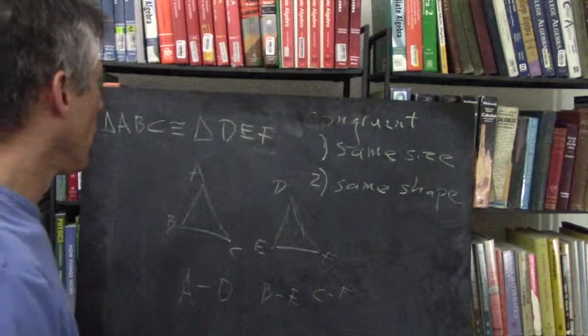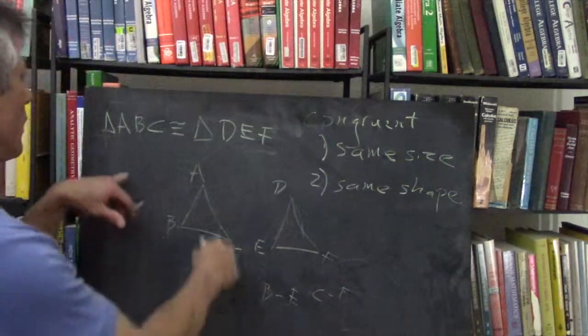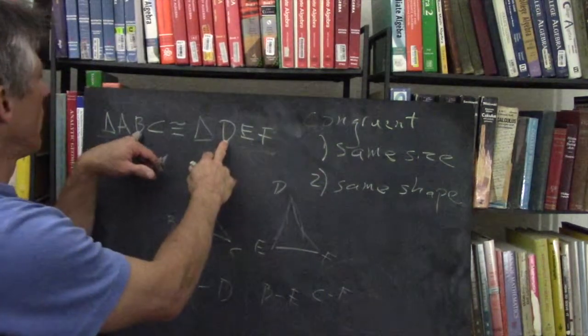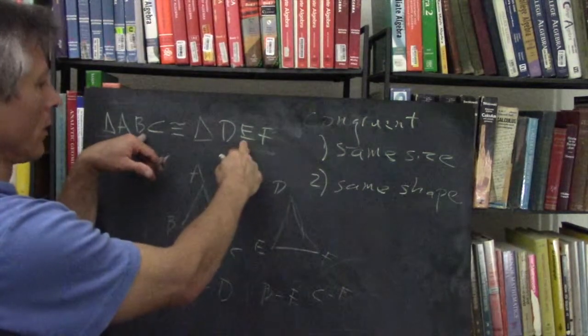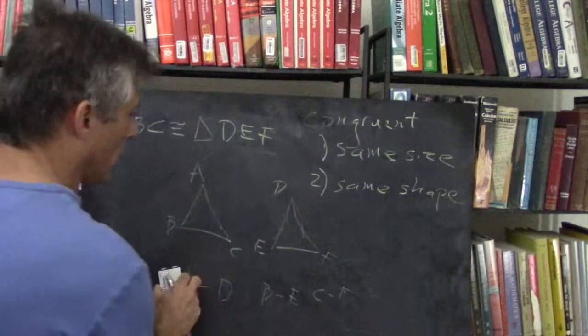Okay. And I think in older textbooks they didn't do it this way. In modern ones they will. So A and D are congruent, the angles. B and E are congruent, and C and F are congruent.